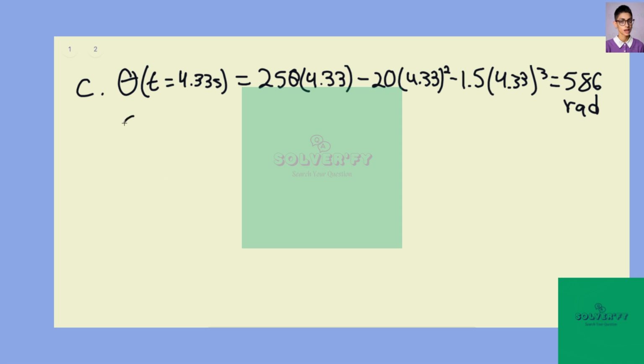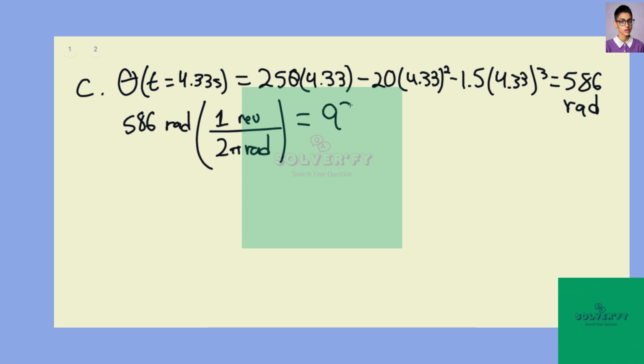At this point, we can say 586 radians, with 1 revolution for every 2 pi radians. And we find that this is going to be 93.333 revolutions.